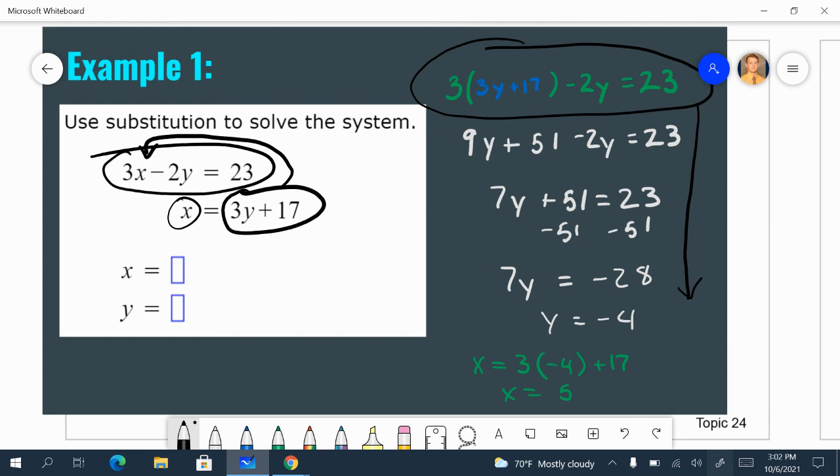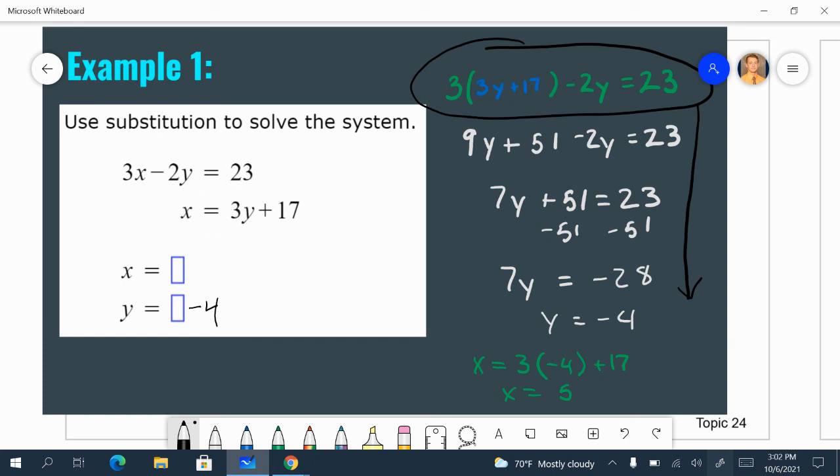I'm not done, though, because solving the system, that's only part of it. Y equals negative 4 is only a part of it. I take that negative 4, and I plug it into either of the equations. You can plug it into either one. I definitely am going to choose the bottom one, though, because if I plug in a negative 4 for that, it would just be like I have down here. 3 times negative 4 plus 17, which equals 5. So the other part would be 5.